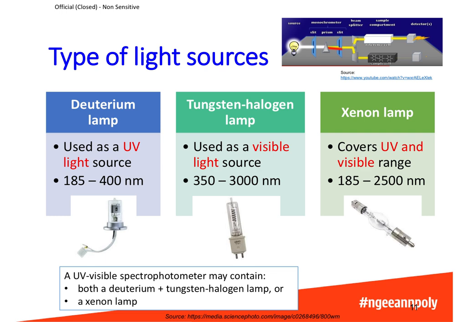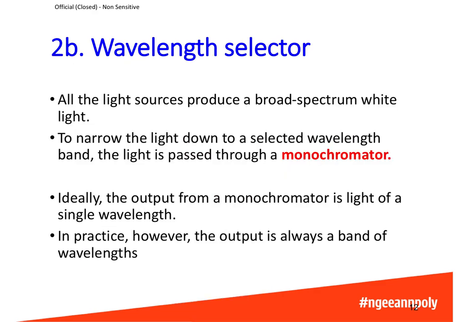So a UV visible spectrophotometer may contain a deuterium lamp plus a tungsten halogen lamp. So the deuterium lamp gives the UV light and the tungsten halogen lamp gives the visible light. Or some spectrophotometers contain a xenon lamp, which can give both the UV and visible light. All of the light sources will produce a broad spectrum white light.